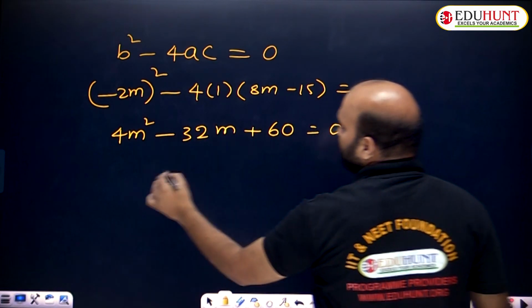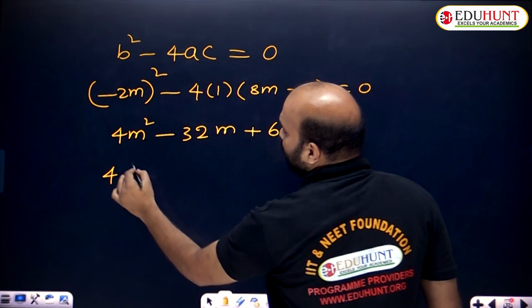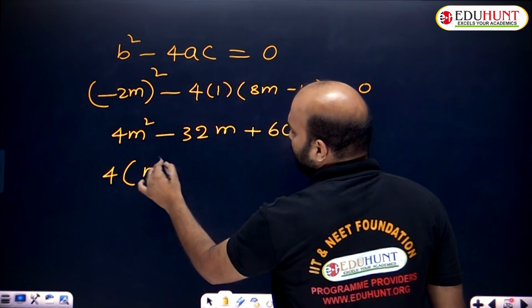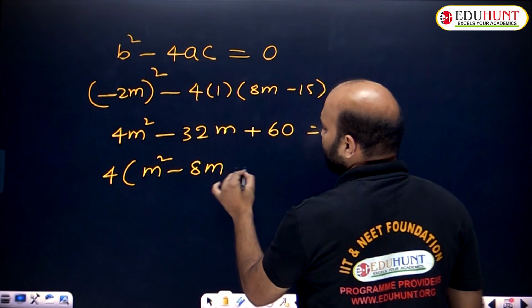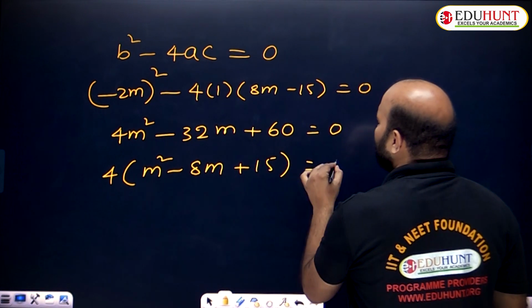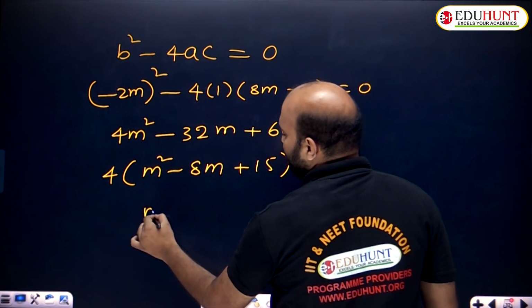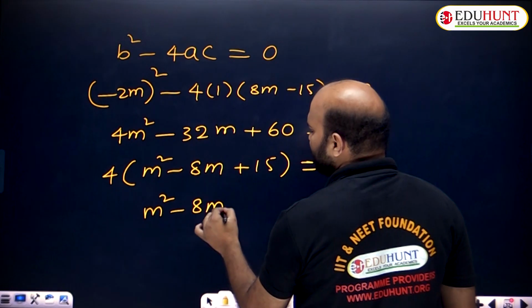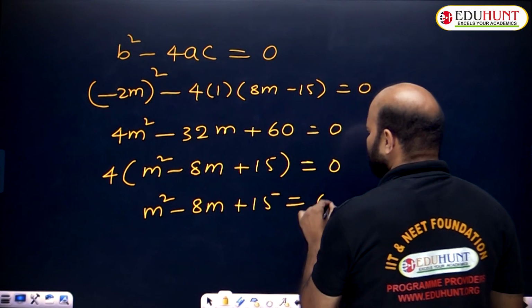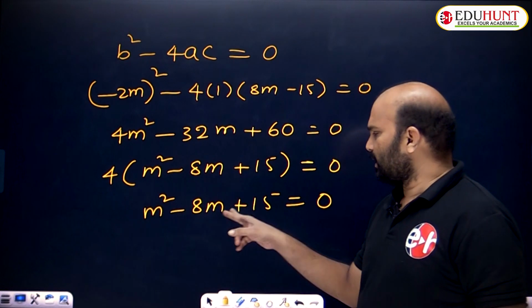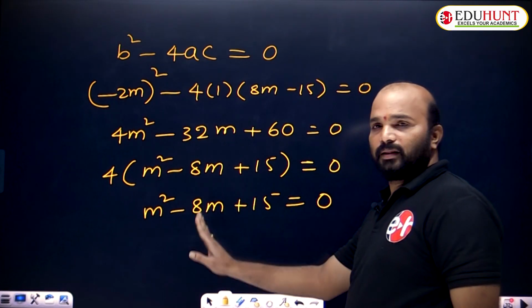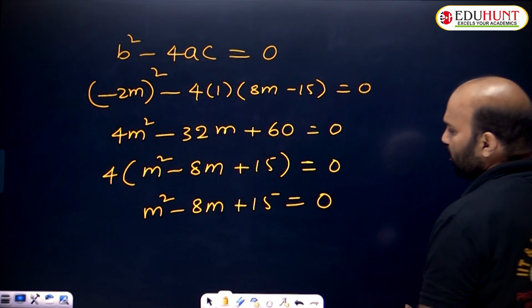Equal to 0. So what is the next step? Taking 4 as common, it can be written m square minus 8m plus 15 equal to 0. Am I clear? m square minus 8m plus 15 equal to 0. So how do we find the roots, the m value?